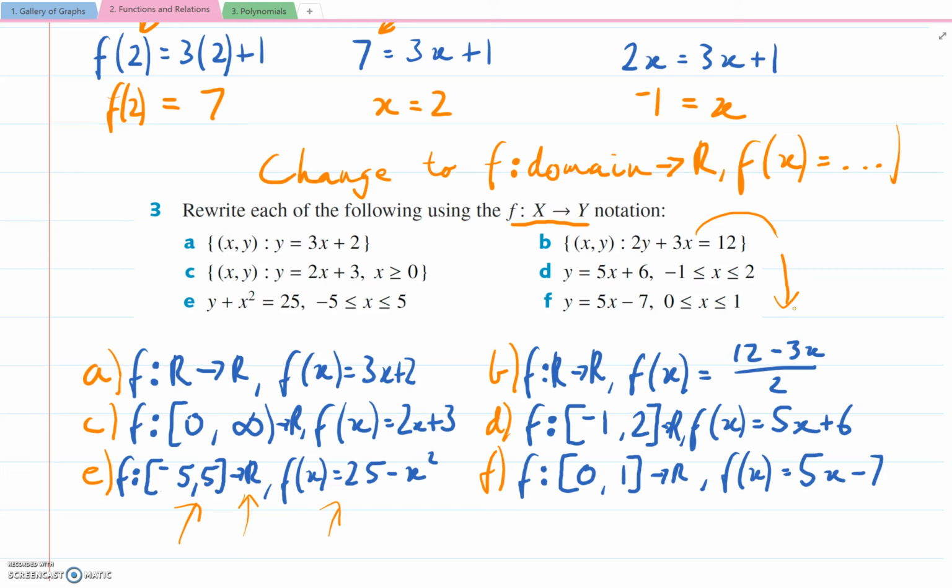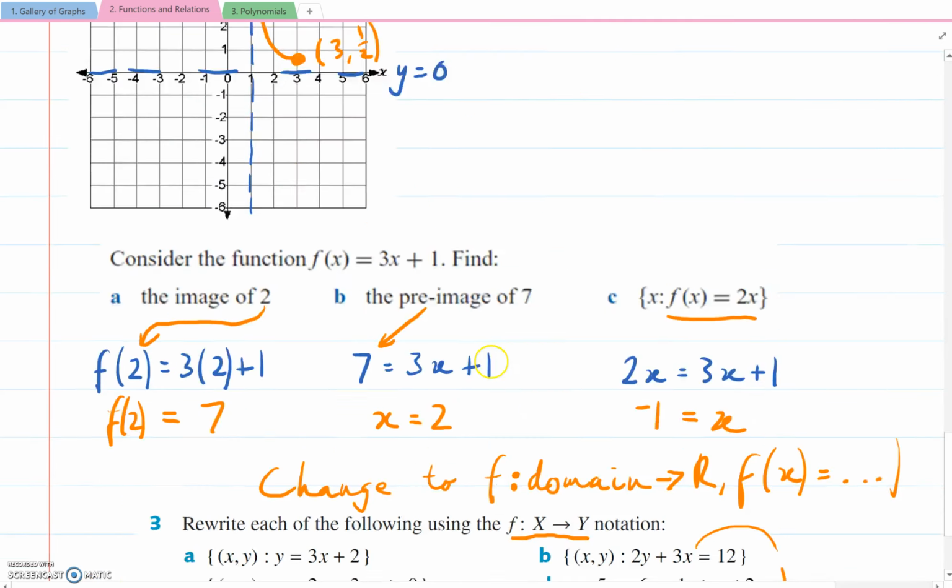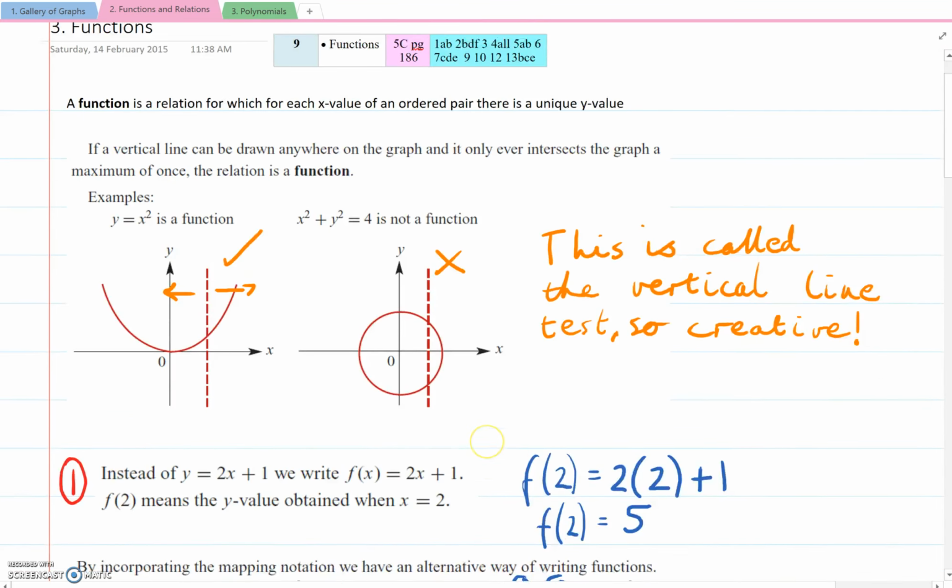Hopefully I haven't made any mistakes there. Otherwise, good luck, and just get that notation stuff right. Keep practicing it. It'll start to make sense eventually. And keep doing that vertical line test. That's how you test for a function.